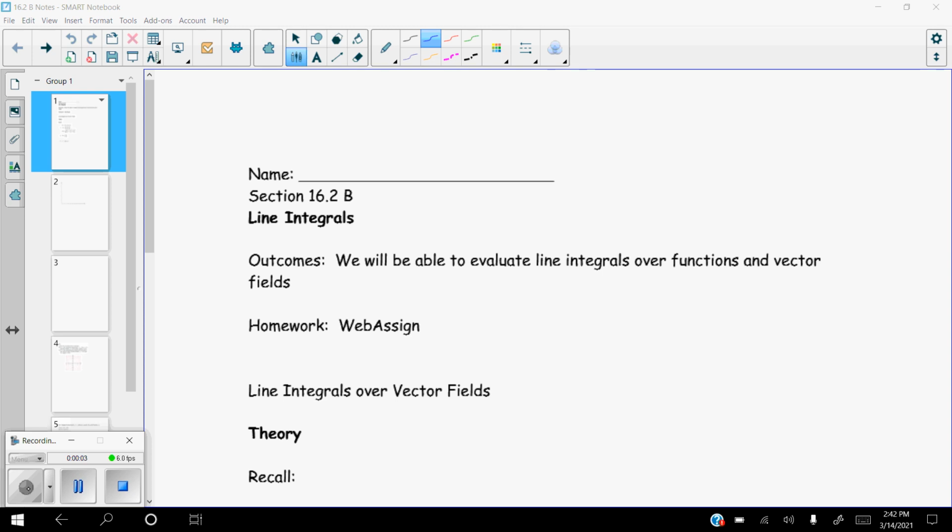Okay, so this is section 16.2b. We're going to continue with the idea of a line integral. And in this particular section, we're going to extend the line integral to not just being able to evaluate line integrals over functions, but also over vector fields.